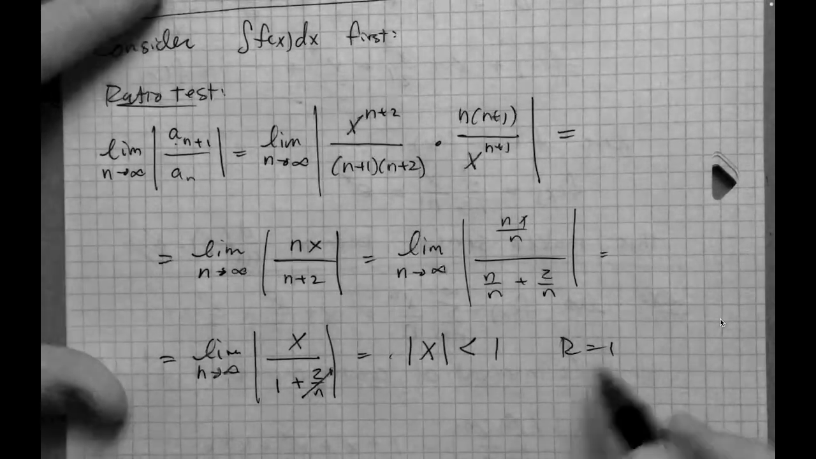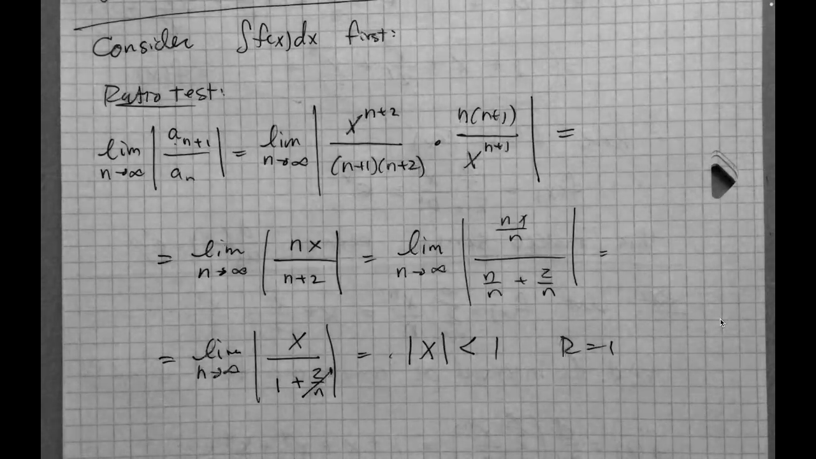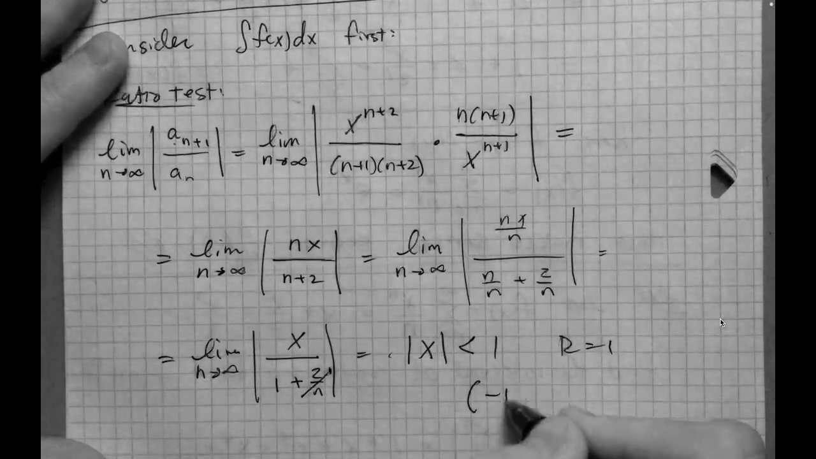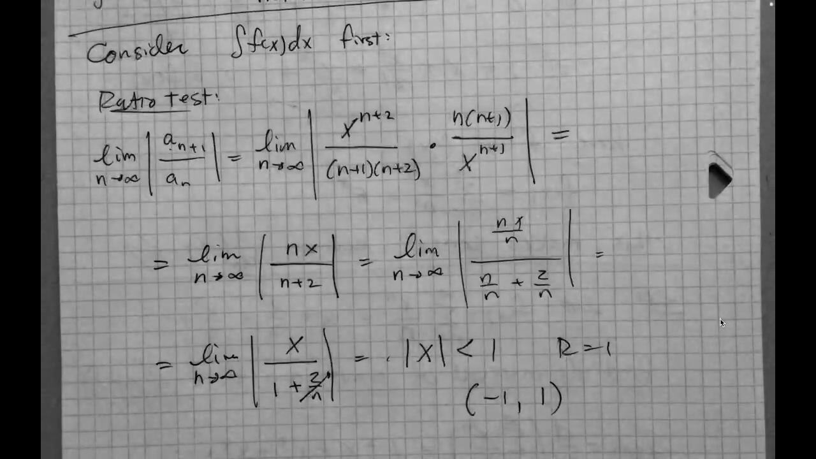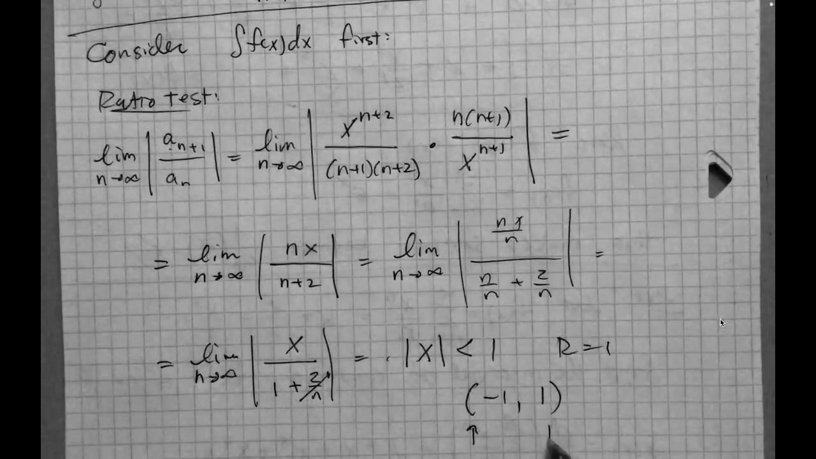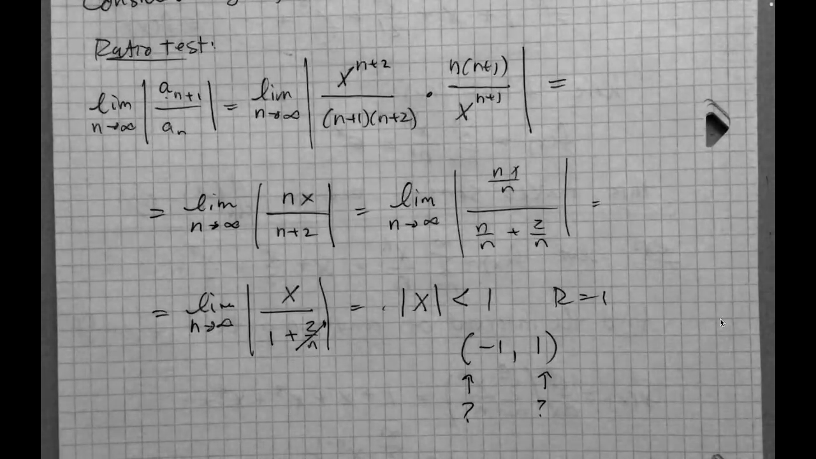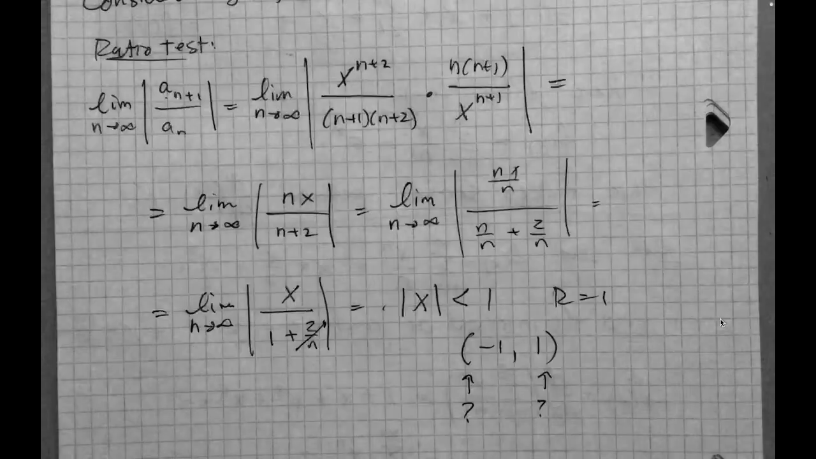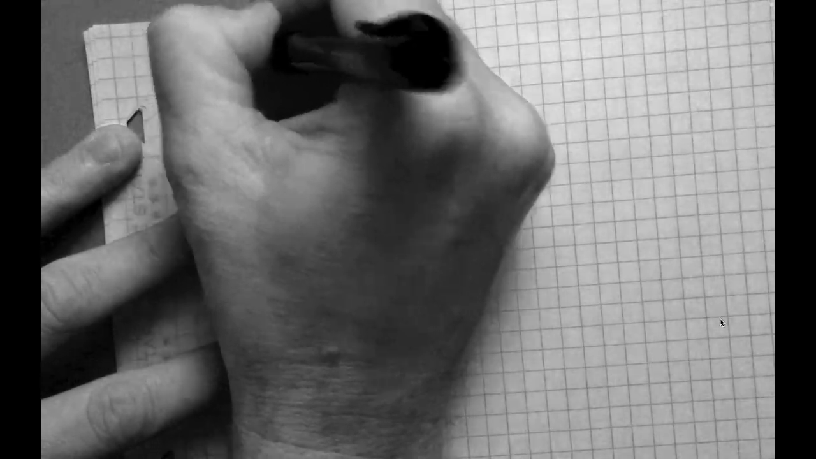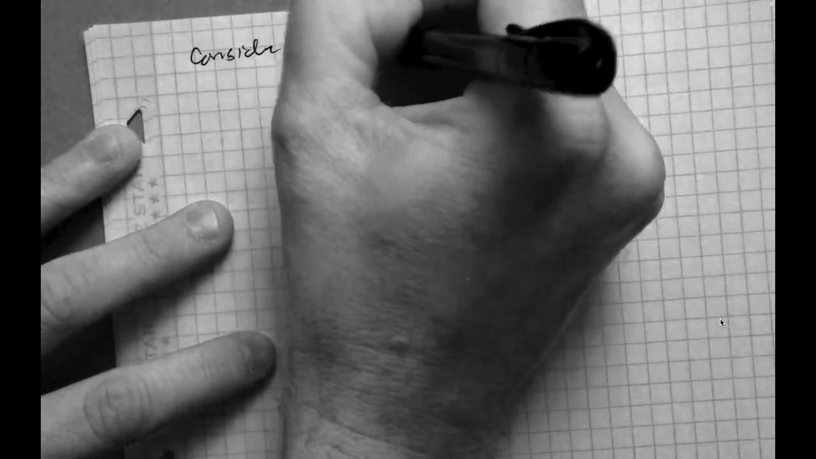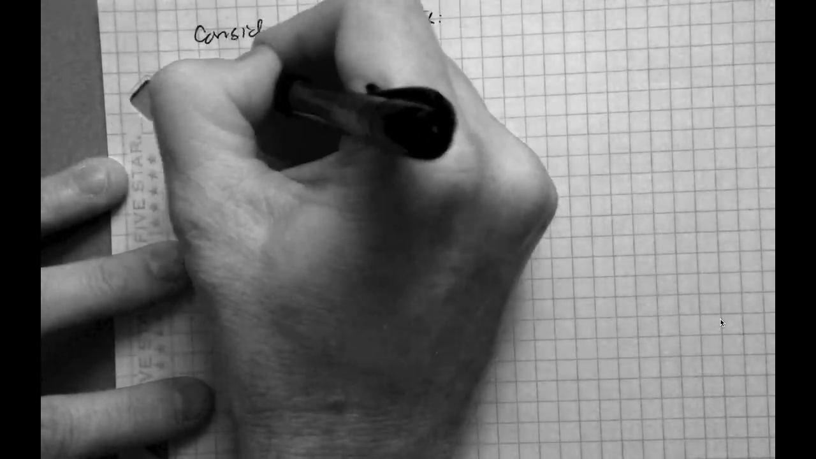Now let's consider the endpoints. So this is a series centered at 0, so we're talking about at least -1 to 1. Now the question is, what about the endpoints? Okay, so let's consider those endpoints. So when x is equal to 1, we'll start with that.